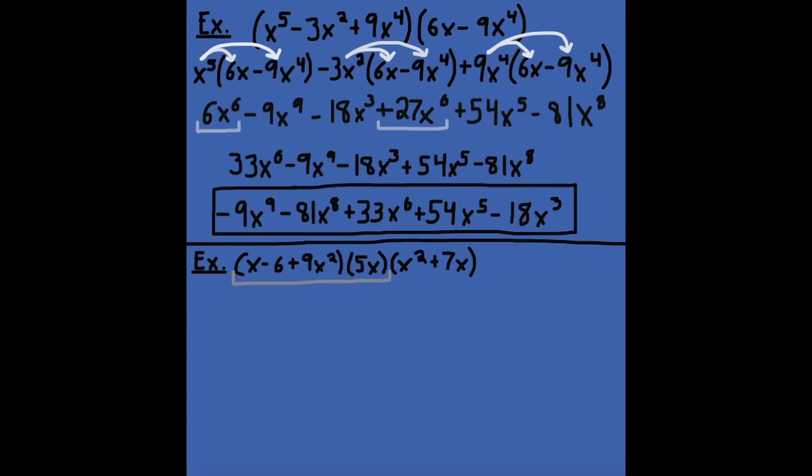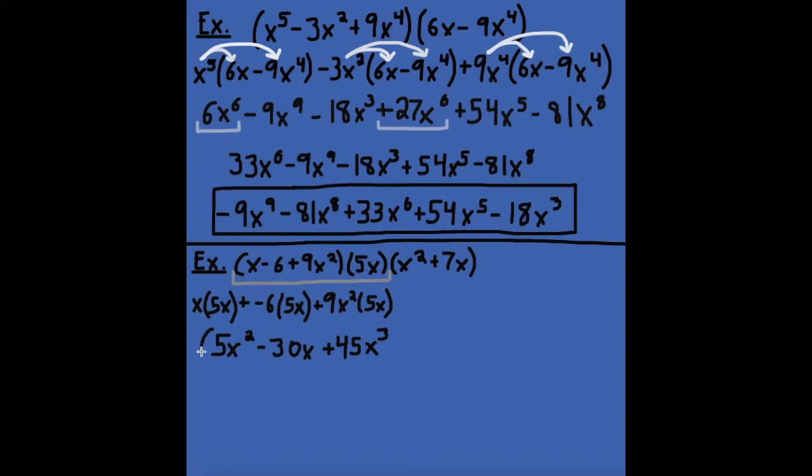Then we will do the same thing we've been doing in this video. We will set up the problem as x times 5x plus negative 6 times 5x plus 9x squared times 5x. Then we will distribute. x times 5x is 5x squared. Negative 6 times 5x is negative 30x. And 9x squared times 5x is 45x cubed. So, x minus 6 plus 9x squared times 5x equals 5x squared minus 30x plus 45x cubed.